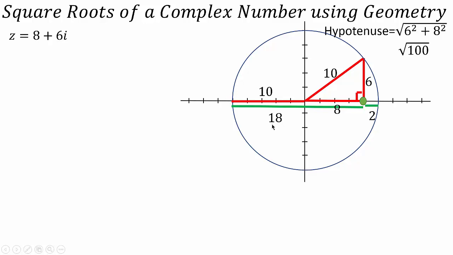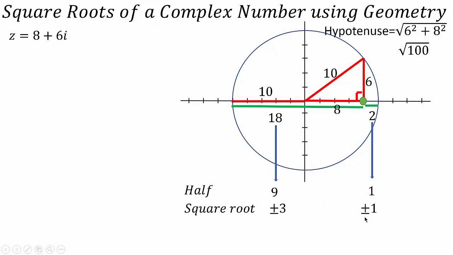So the first step is to halve these distances. 18 divided by 2 is 9 and 2 divided by 2 is 1. Then we will find the square root of these two numbers. That is, the square root of 9 is plus or minus 3 and the square root of 1 is plus or minus 1.